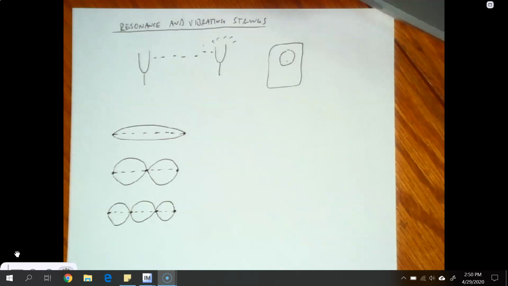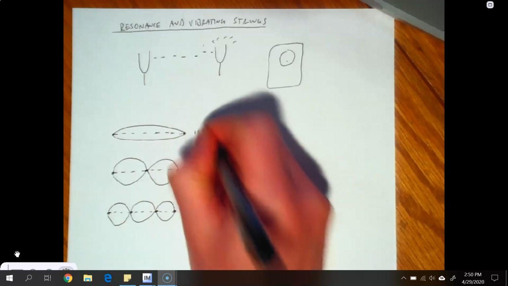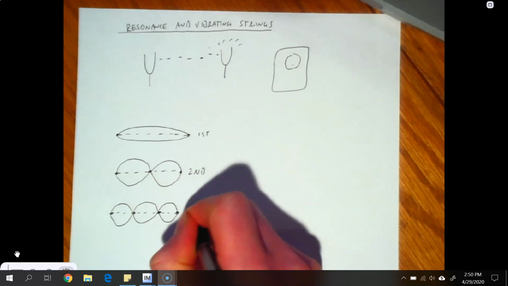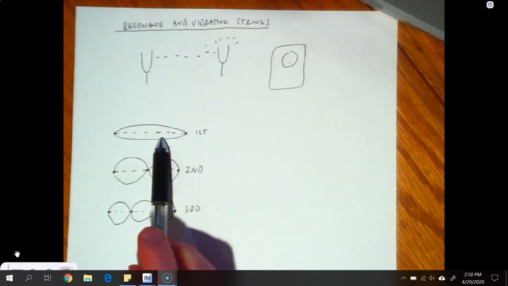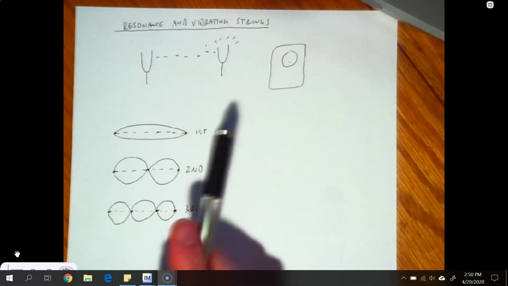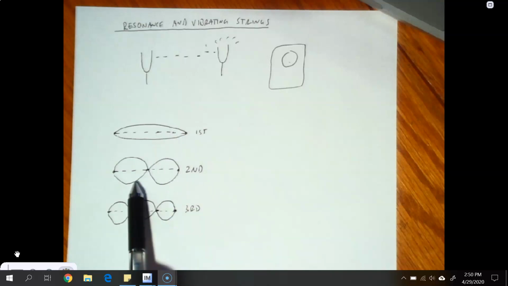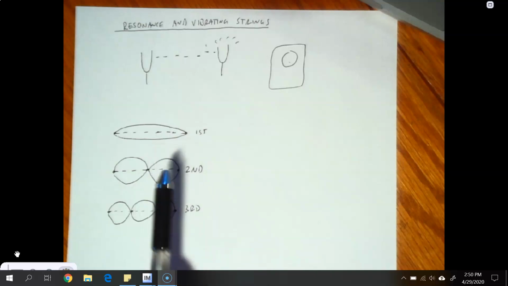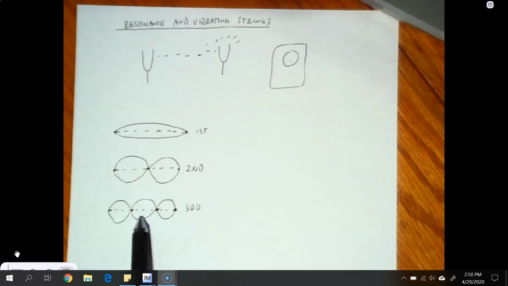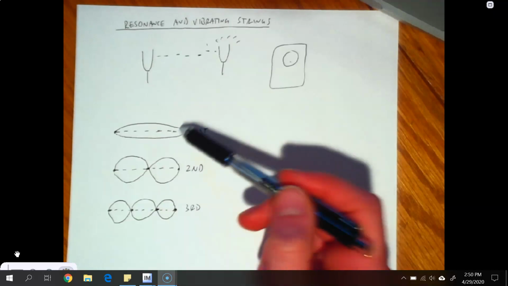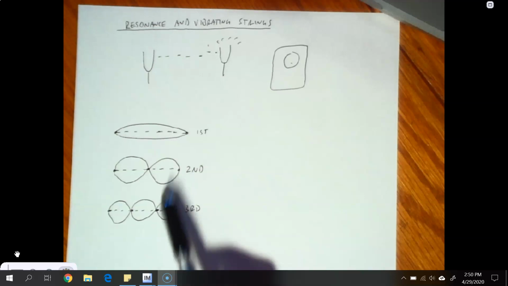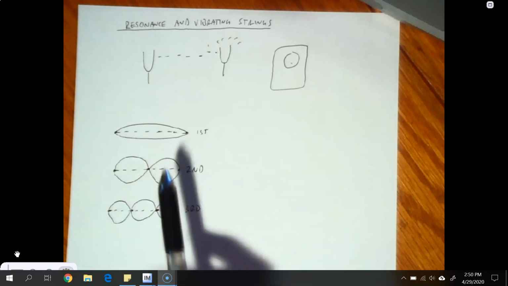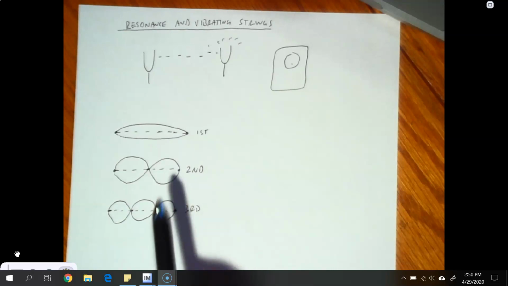Now, it turns out that our first harmonic, our second harmonic, and our third harmonic have a relationship between their frequencies. The first harmonic is the fundamental frequency, the lowest frequency that makes a note. But the second harmonic has twice the frequency of the first. The third harmonic has 3 times the frequency of the first. All right? So if you hear fundamental frequency and third harmonic, you should know the relationship between those two.